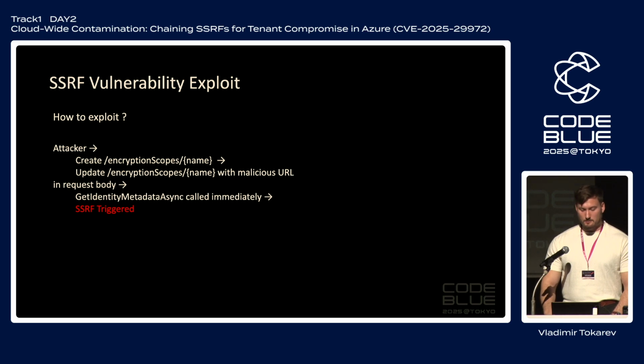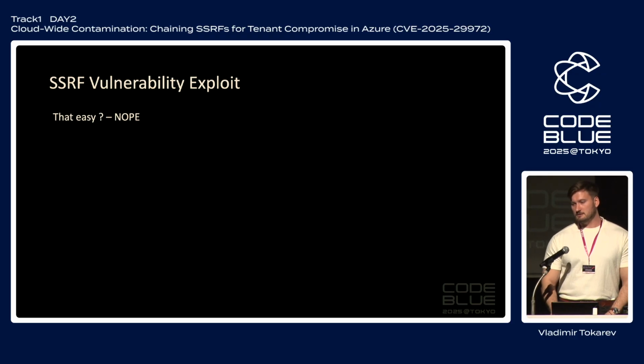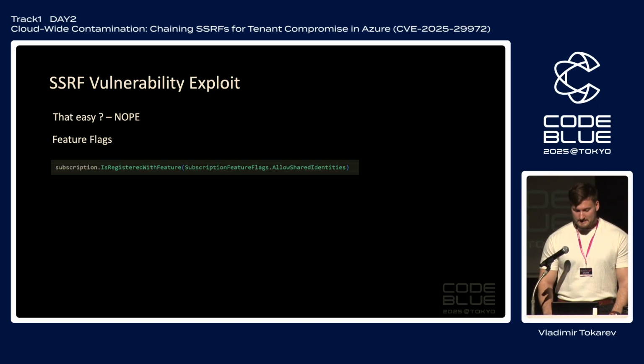And so now let's take a look at this primitive from the attacker's eyes. First, we'll need to create an encryption scope, update it with the malicious URL, and it will trigger the SSRF, right? Well, obviously it's not that easy because this is protected by feature flags. What are those? Those are basically another security mechanism that put flags on a specific feature. For instance, if we want to use shared identities, or those URLs, we need this flag to be on.